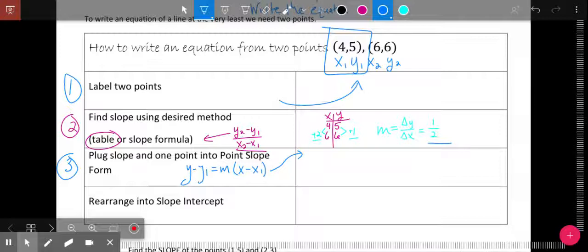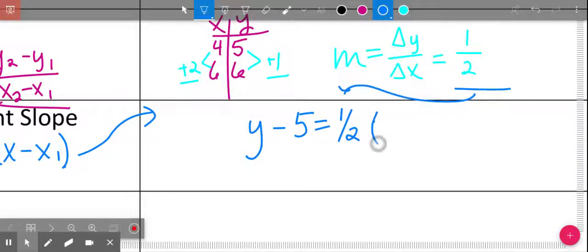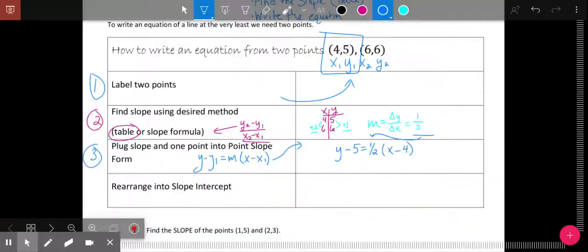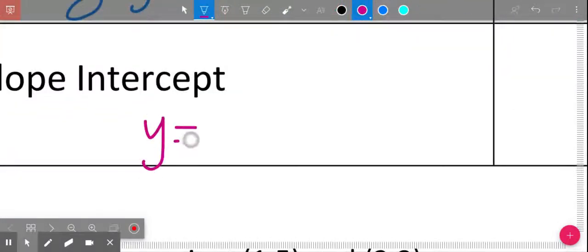So we're going to plug everything in. So I'll have y minus, my y1 was 5, equals 1/2, because that's my slope, and then in parentheses, x minus my x1, which was 4. Okay, so that was step 3. Step number 4 is now we're just going to rearrange into slope-intercept form, which remember, slope-intercept form is y equals mx plus b.